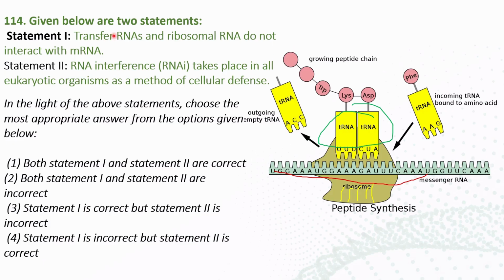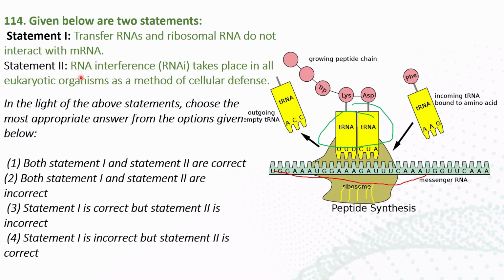Okay, so according to the first statement, transfer RNAs and ribosomal RNAs do not interact with mRNA. Normally we know that the transfer RNAs interact with the mRNA by the structure. Why? Because with their interaction only we can produce the proteins through the translation process. So this is wrong, and along with that, ribosomal RNA also interacts with the mRNA. So statement 1 is wrong here.